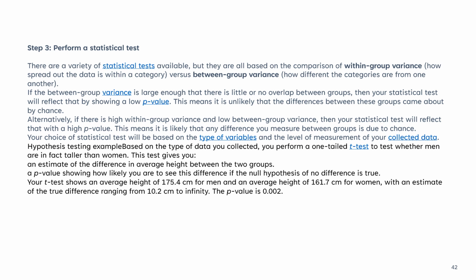Step 3, perform a statistical test. There are a variety of statistical tests available, but they are based on comparison of within-group variance, how spread out the data is within the category, versus between-group variance, how different the categories are from one another. If the between-group variance is large enough, that is, there is little or no overlap between the groups, the statistical test will reflect a low p-value. That means it is unlikely the difference between these groups came about by chance.